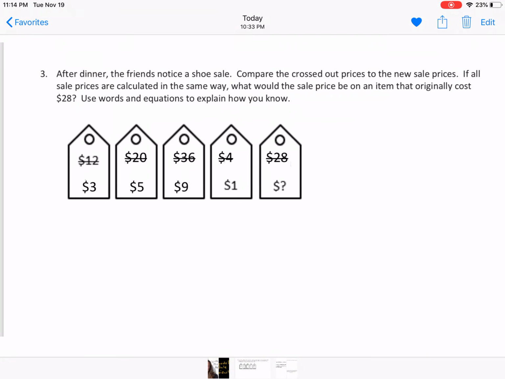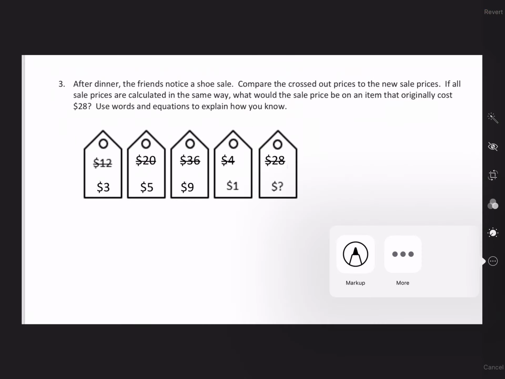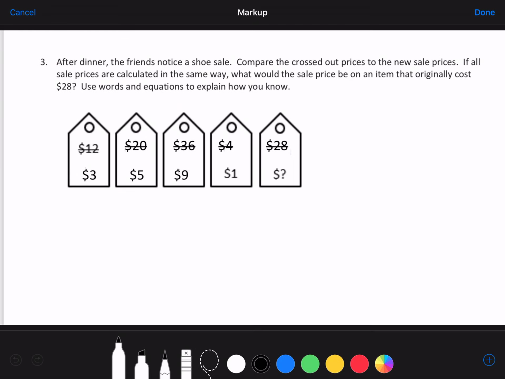After dinner, the friends notice a shoe sale. Compare the crossed out prices to the new sale prices. If all sale prices are calculated in the same way, what would the sale price be on an item that originally cost $28? Use words and equations to explain how you know. So really try to take a minute here and reread the problem, pause the video, see if you can do it on your own without me.